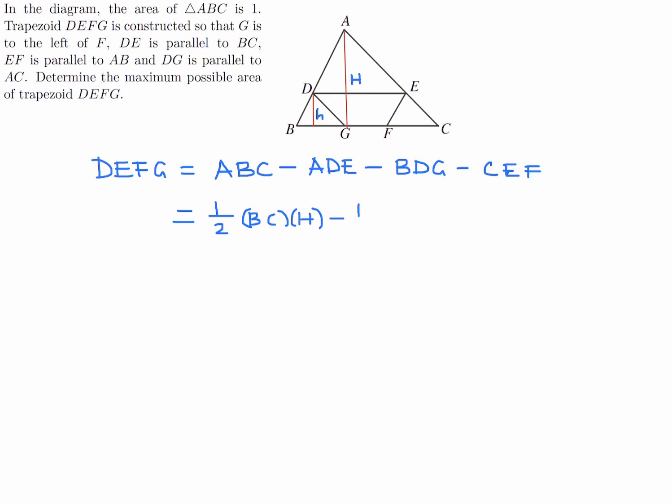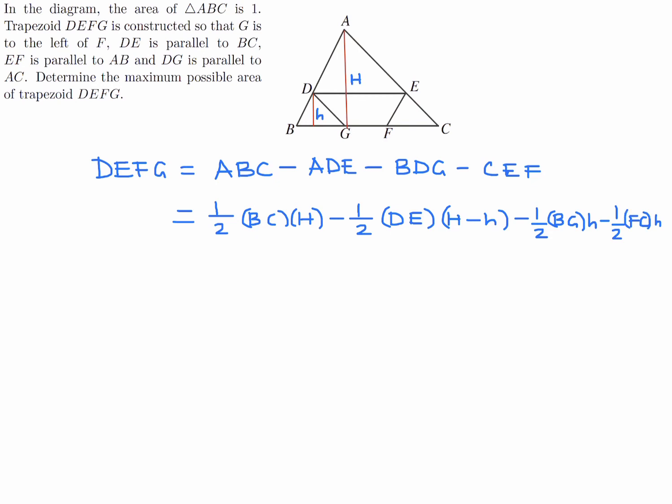ADE, in terms of the area, is 1/2 base, which is DE, times the height, which will be H, big H minus small h, like that, because we only want this distance right there. And then next we have BDG, which again is 1/2 base. BDG, the base will be BG, times little h, minus 1/2 base times height for triangle CEF. And that base, of course, is FC. And then the height is little h. So there you go. This is my equation.